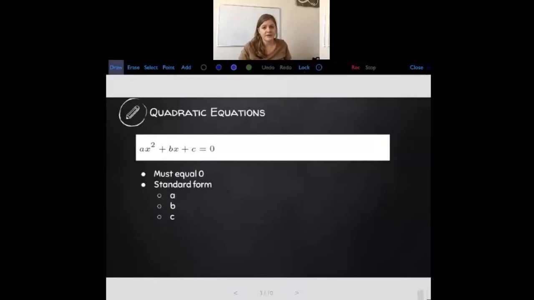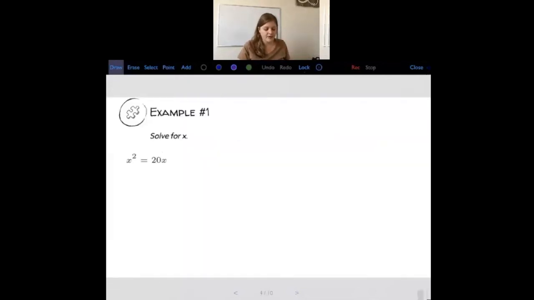To solve these equations by factoring, the right-hand side, or the left, whatever it is, has to be set equal to 0. In the standard form again, a is always in front of x squared, b is always in front of x, and c is always the constant. To get started, solve for x.